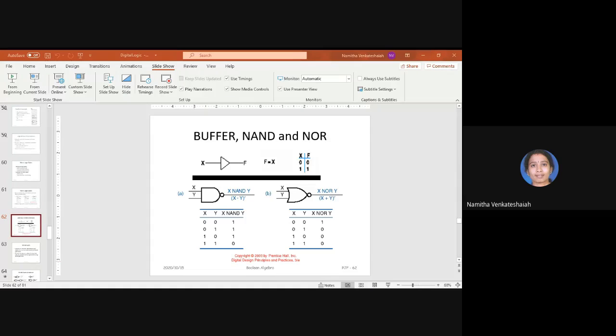I pre-assume that everybody understood whatever I taught today. The important thing you have to understand is truth table of NOT gate, AND gate, OR gate, buffer, NAND gate, and NOR gate. These gates' truth table and its symbol. And along with that, knowledge about timing diagram.